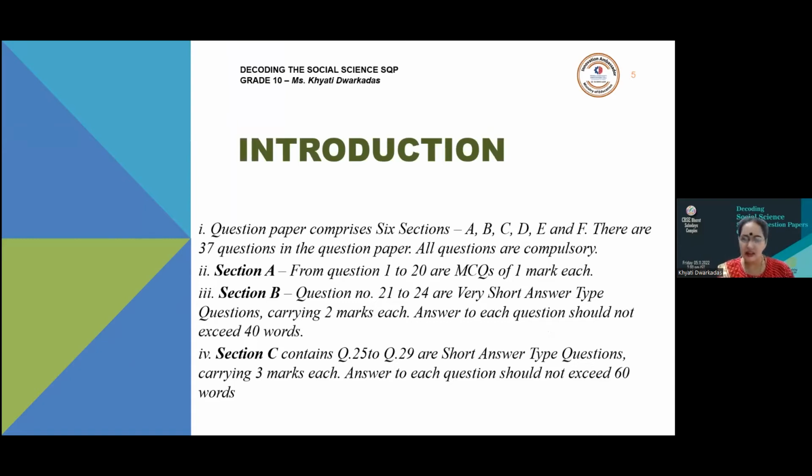Section C contains questions 25 to 29, which are short answer questions carrying 3 marks, which should be answered in not more than 60 words. Now keep this in mind. Originally, the 3-mark questions were 60 to 80 words. Now the word limit has been brought down to 60 words only.